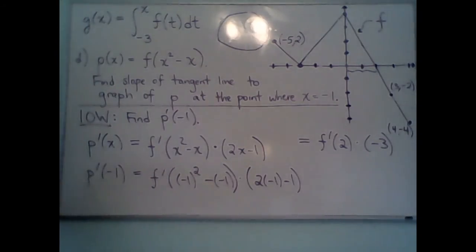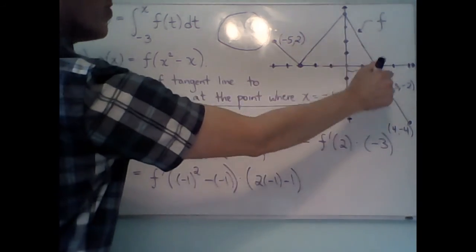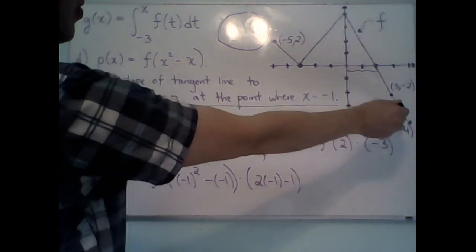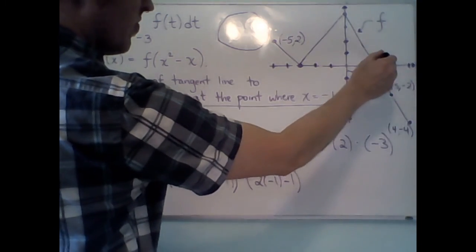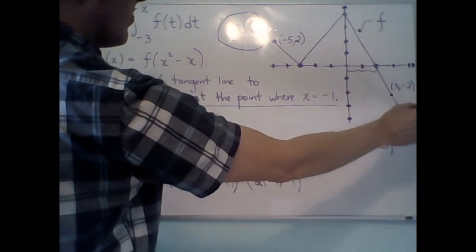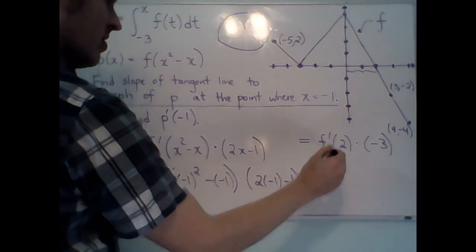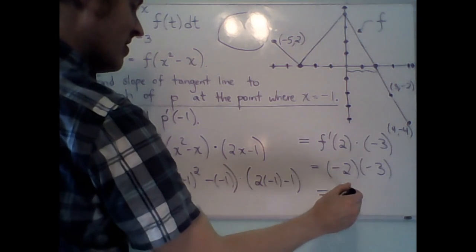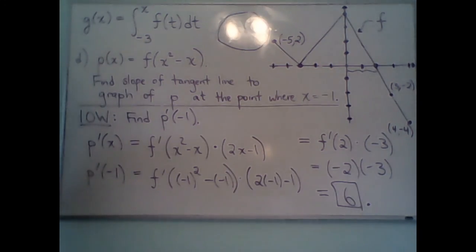What is f prime of 2? Well, this is the graph of f, and so f prime of 2 is the slope of this graph when x is 2. And that looks to me like that's a linear portion of the graph, and the slope is over 1 down 2, we saw earlier. Rise over run, or over 4 down 8, right? So that would be a slope of negative 2. So that's f prime of 2 is negative 2 times negative 3, and the answer is 6. Awesome.